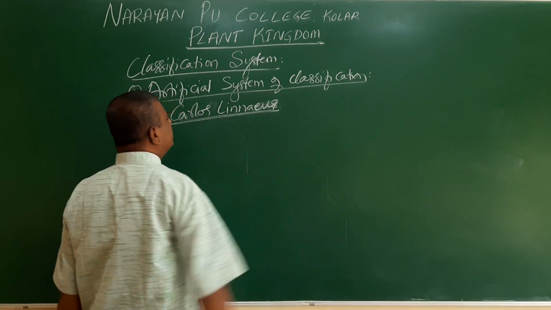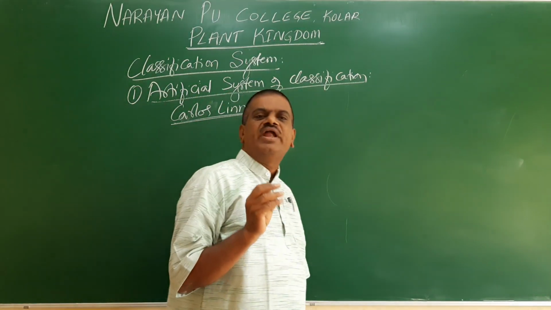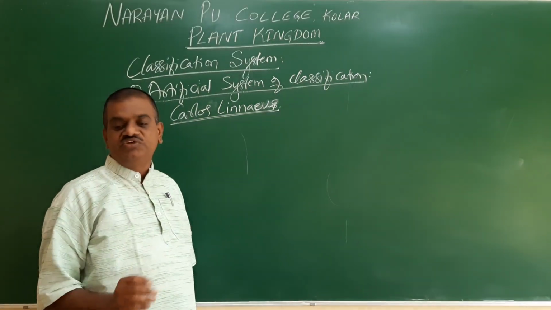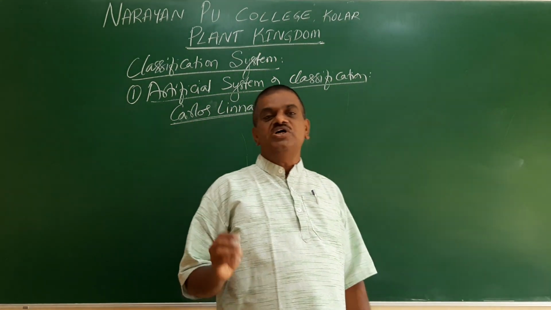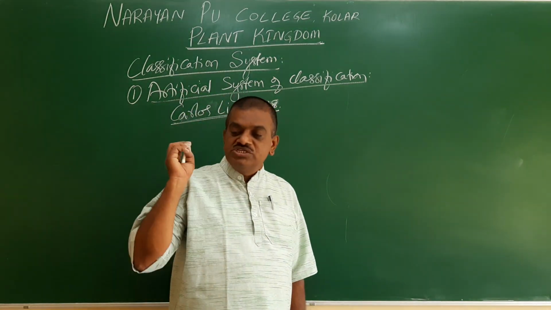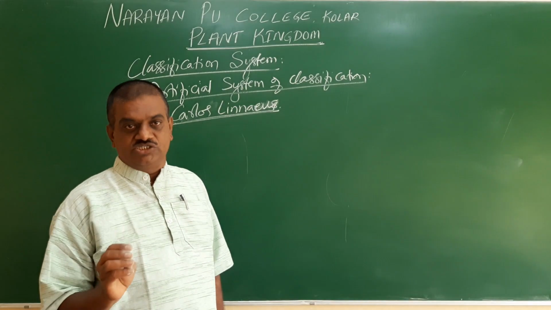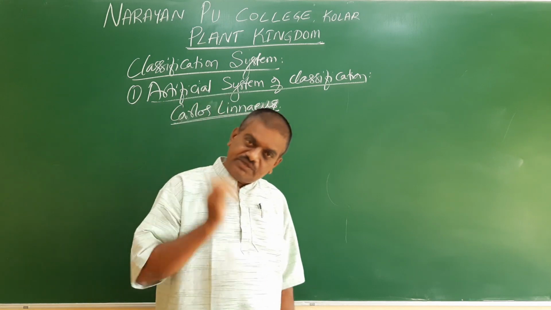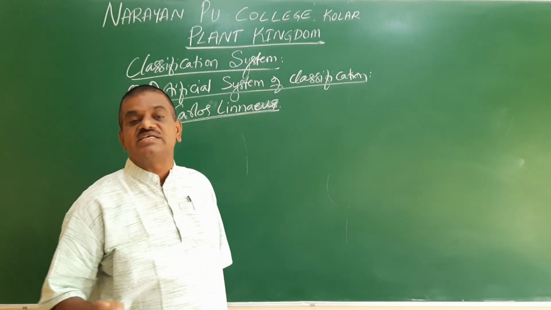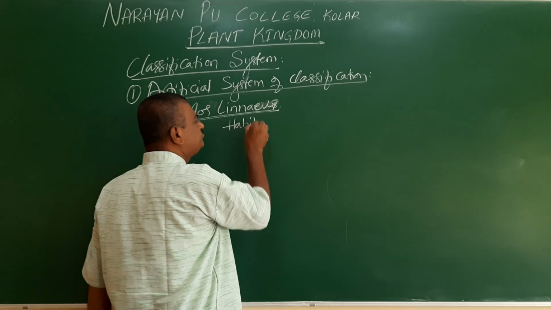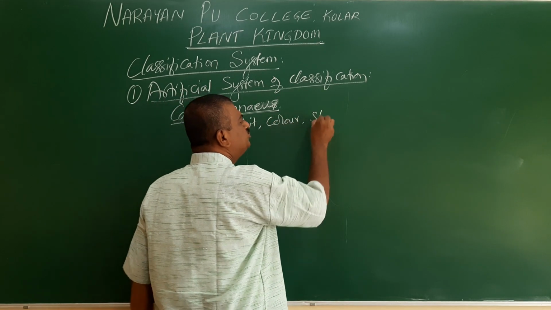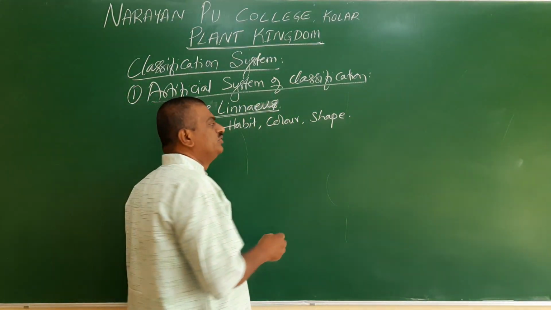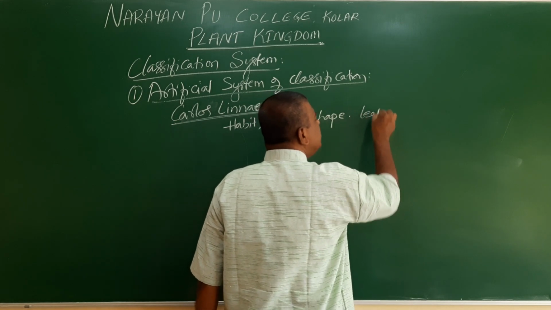So here we know that Carolus Linnaeus is called the father of taxonomy. This person proposed the artificial system of classification. He classified based on several morphological characters, such as habit, color, shape, and various leaf characters.